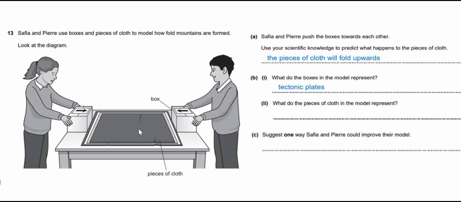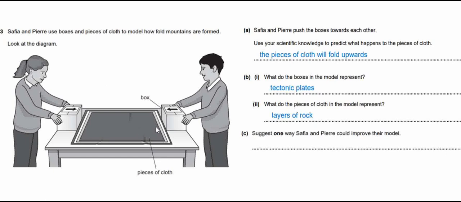So let's get 10 seconds from now. Okay guys, time out. Let's open up the answer. So the pieces of clothes represent layers of rocks. This all represents our earth crust and tectonic plates.